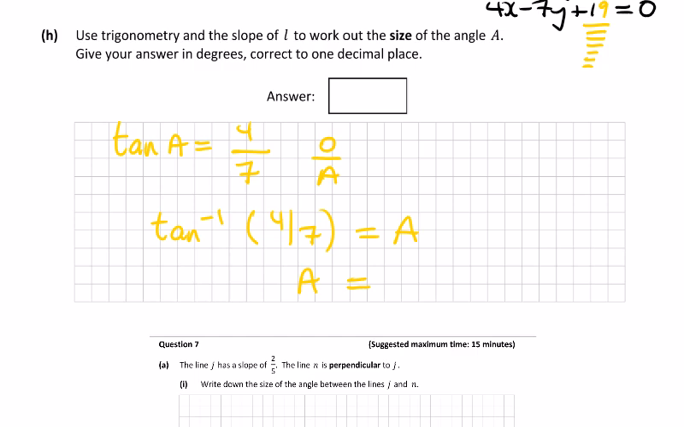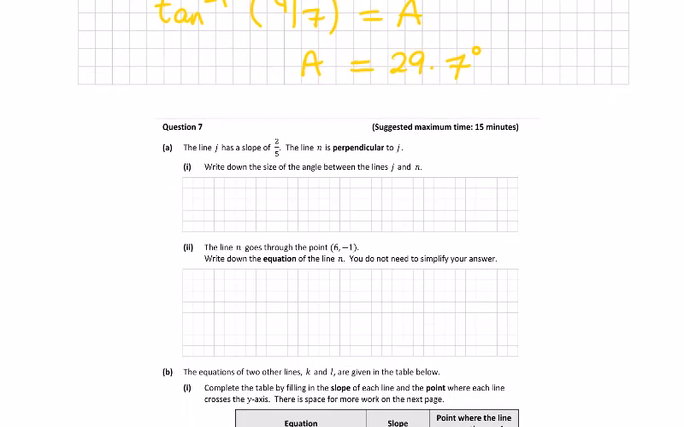So the angle A is equal to, calculator is giving me 29. I'm just looking at the question at the same time. Correct to one decimal, so it's 29.7 degrees. Now here we have the line J, and the line L is perpendicular to J. So the sides of the angle between them, well, perpendicular lines, the angle is always 90 degrees.